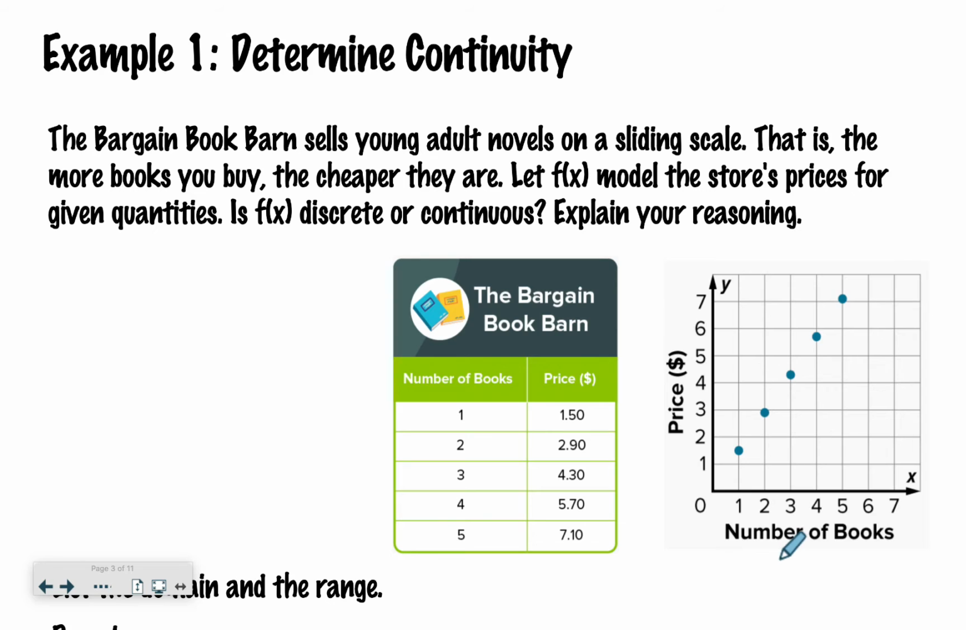So if we look at this problem, the Bargain Book Barn sells young adult novels on a sliding scale. That is, the more books you buy, the cheaper they are. Let f of x model the store's prices for given quantities. Is f of x discrete or continuous? Explain your reasoning. Looking at this graph, tell me, is this discrete or is it continuous? Well, it only has points, so that means it is discrete. And the reasoning is there are only points.